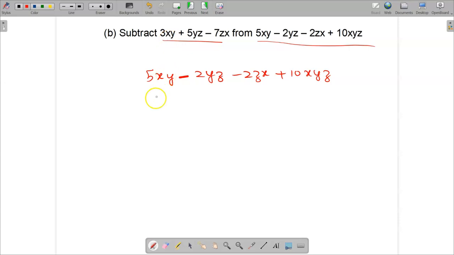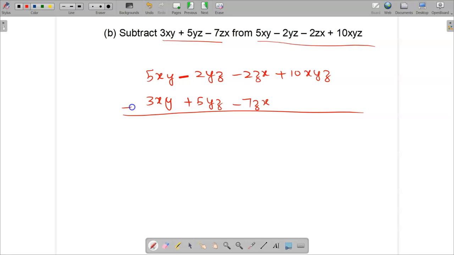xy is there, so write 3xy parallel to this term. Then yz is there here also in the first expression, so I can write that term parallelly to this. Then zx is there, so write this term parallel to zx, that is minus 7zx. I don't have xyz in the second expression, so just leave that.